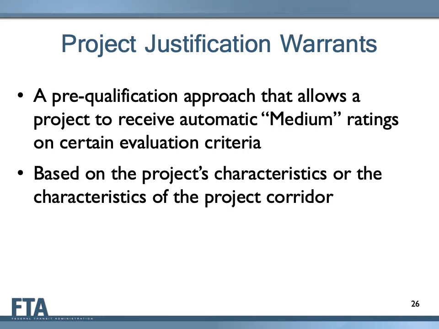Warrants allow a proposed Small Starts project to receive automatic medium ratings on some of the project justification criteria without having to submit detailed information to FTA. Projects that have a capital cost proportionate to the level of existing transit ridership in a strong established transit corridor have a high likelihood of success. Thus, FTA believes such projects can be evaluated more easily without the need for the project sponsor to prepare detailed ridership estimates. Warrants are optional. A project sponsor can choose to submit more detailed information to FTA if the sponsor believes ratings higher than medium may be possible. On the next slide, the parameters that qualify a project for project justification warrants are described.